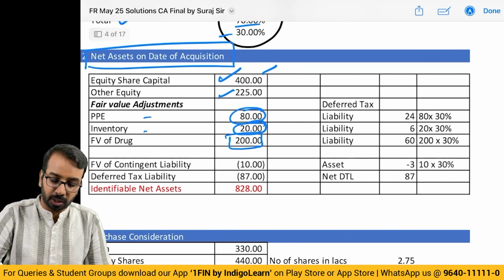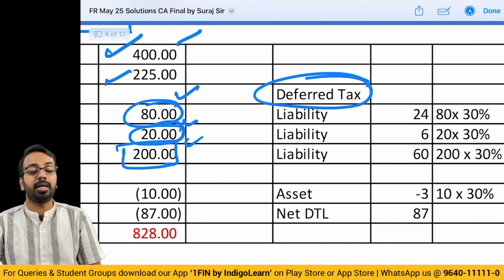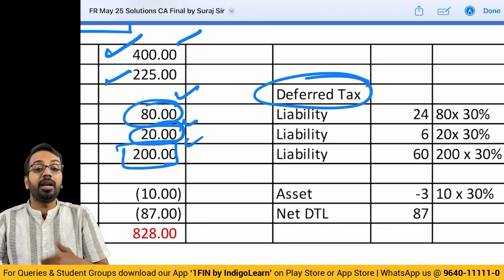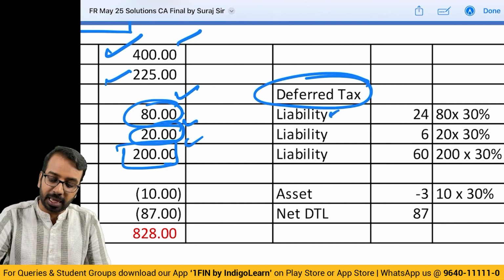Now please remember, on all of these fair value changes, you will also have a deferred tax liability. I have always told, I'm repeating once again, that whenever you are looking at a gain, it will result in a liability. So 80 of gain, liability 24 at 30%; 20 into 30%, 6; 200 into 30%, 60.